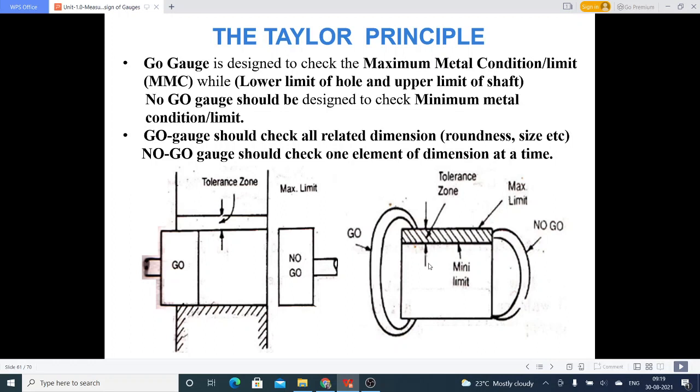So two things you can measure here. One is the roundness, which is a geometrical shape you can measure, and whether your part is made with the specified dimension or not, that also can be measured.